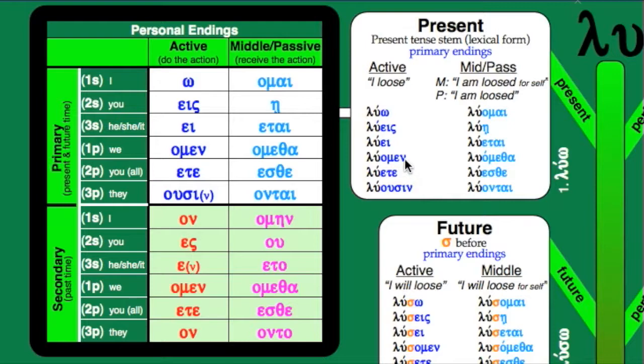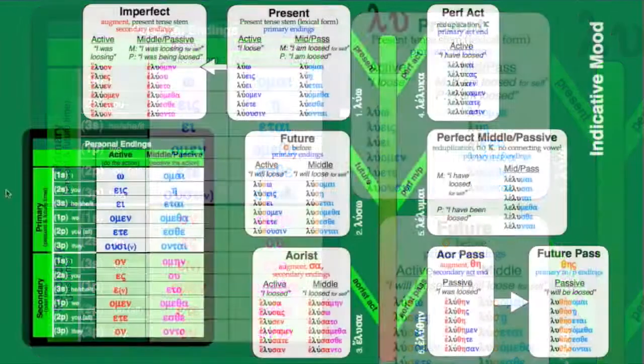And just to check, if I said luomen, what would I be saying? Well, first person plural, right? Omen, I would be saying we loose. If I said lueis, what would I be saying? Well, second person singular, you loose. Now the middle passive, we just tack on the middle passive endings. Omai, ei, etai, ometha, esthe, ontai, remember? So, luomai, luei, luetai, luometha, lueshe, luontai. Okay, so if I said luomai, what would I be saying? I am loosed, right? If I said lueshe, what would I be saying? Y'all are loosed. So it's passive here. Again, the middle, we usually won't use that translation. We'll just stick with the passive. But okay, do you see how the present tense is made? We just take our dictionary form here and we tack on the primary endings. Piece of cake.